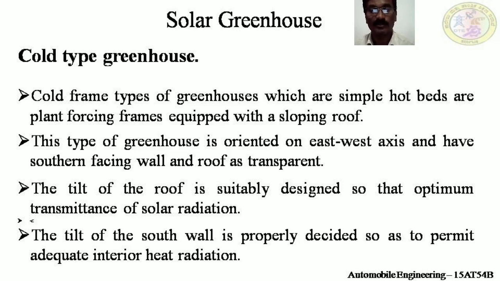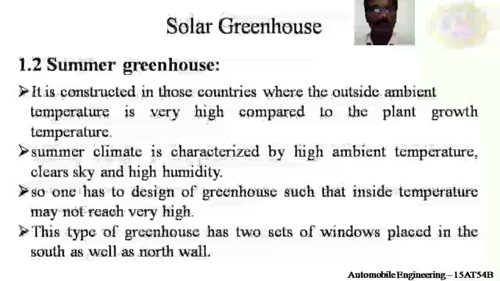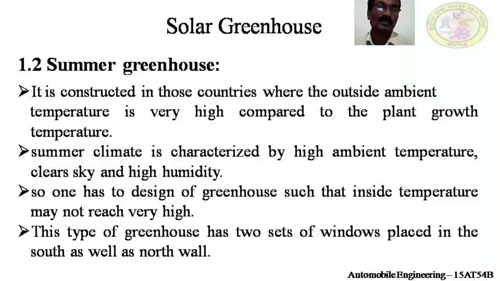The roof of the building may be somewhat tilted because of it. The aim is to optimize the transmittance of the solar radiation. The maximum radiation may come from the sun. Okay. The tilt of the south wall is properly decided so as to permit adequate interior heat radiation. Okay. Next one is the summer greenhouse.